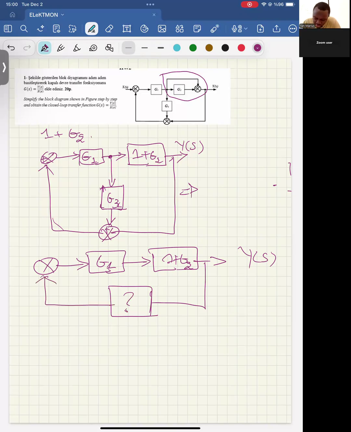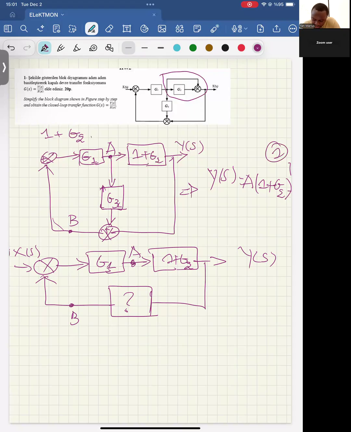Okay, let's name this one A and this one B. So our B will be here again. Now A will be here. So from here we can say that S is equal to A plus G2. That's the first one we have here.